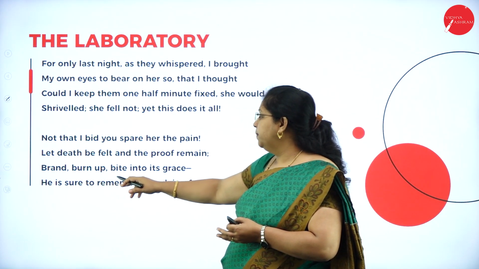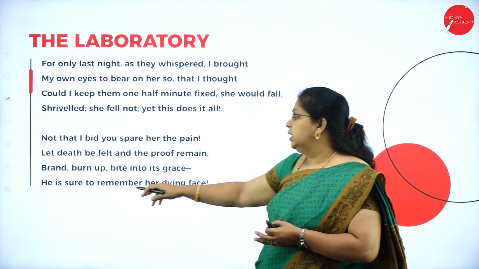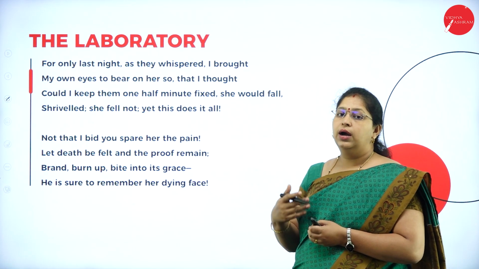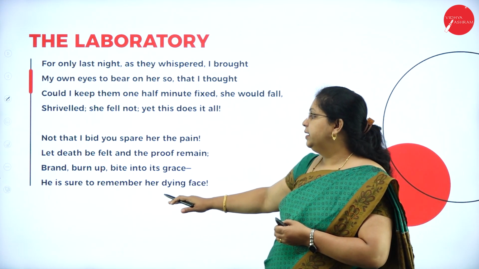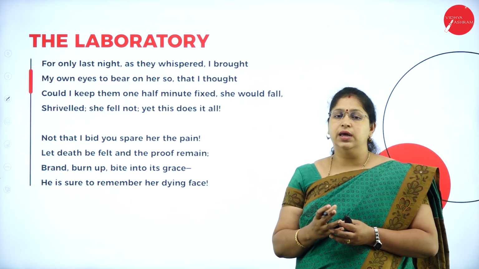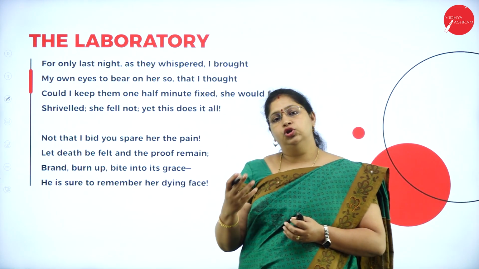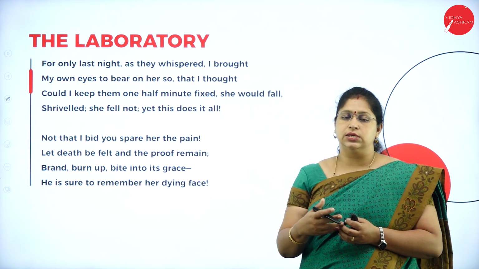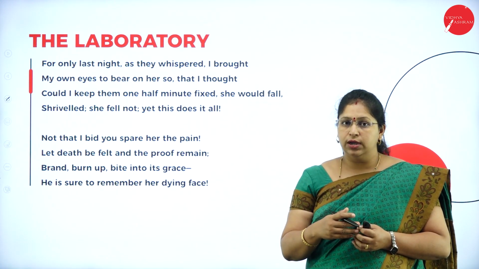Brand, burn up, bite into its grace. He is sure to remember her dying face. So her lover should remember her dying face. Brand, burn up. It should have some marks on her body, on her face. Usually we know that if poison is taken, the color changes to blue, the body color, right?